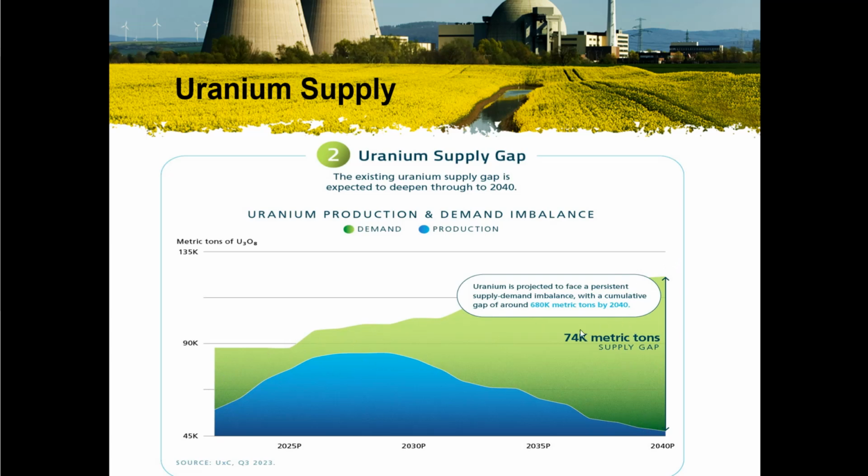If you have such a massive supply gap, then basically the price has to increase, because you don't have enough supply to satisfy the demand, right? So this is the forecast going all the way to 2040, where we will have a 74,000 metric ton supply gap. The supply gap is going to persist. There is already a supply gap now, but years in the future you can expect an even bigger one because the demand keeps rising as well.